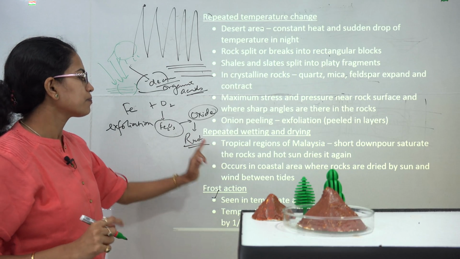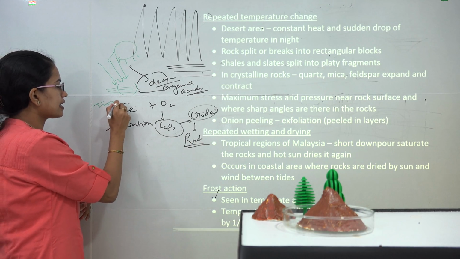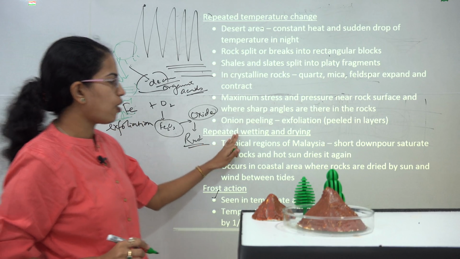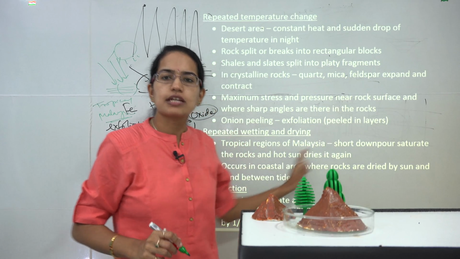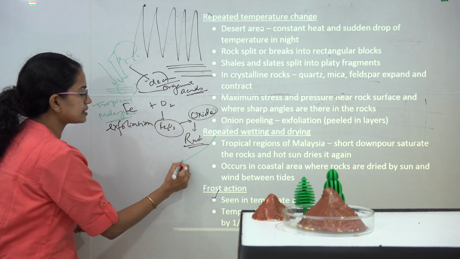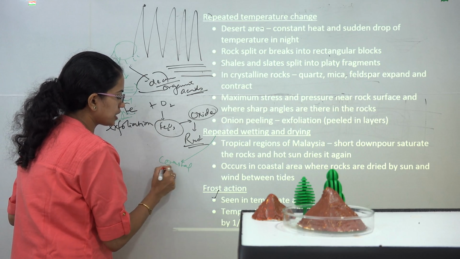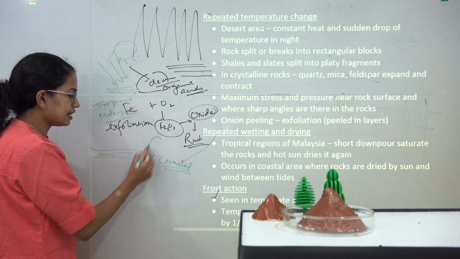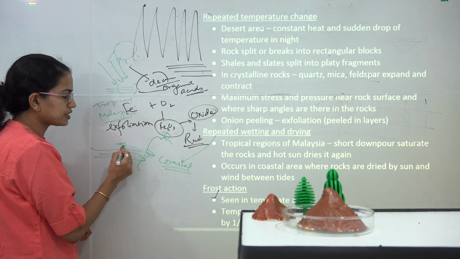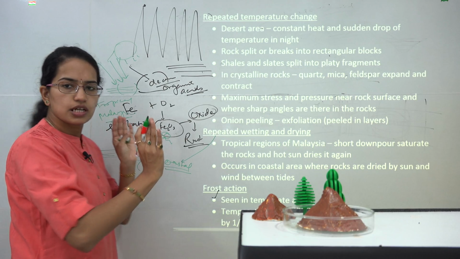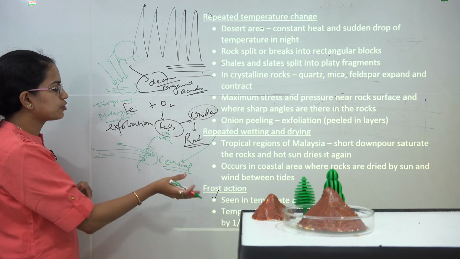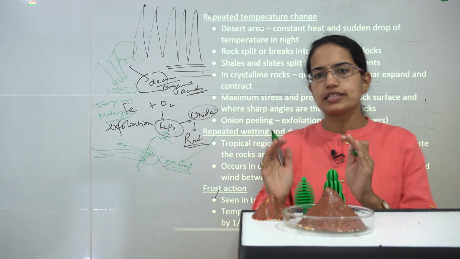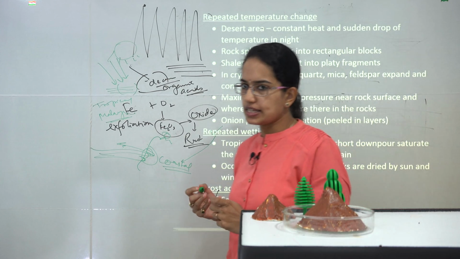commonly seen in the tropical areas, mainly in the regions of Malaysia, and you would have the features that would be formed due to repeated wetting and drying. Now this repeated wetting and drying is also commonly seen in the coastal areas. In the coastal areas, you would have sudden waves that are gushing in, and suddenly you have sun that comes out and the waves retreat back. So this region which was wet suddenly dries, and due to the change in the amount of water in the soil structure, you would have the weathering that would occur.